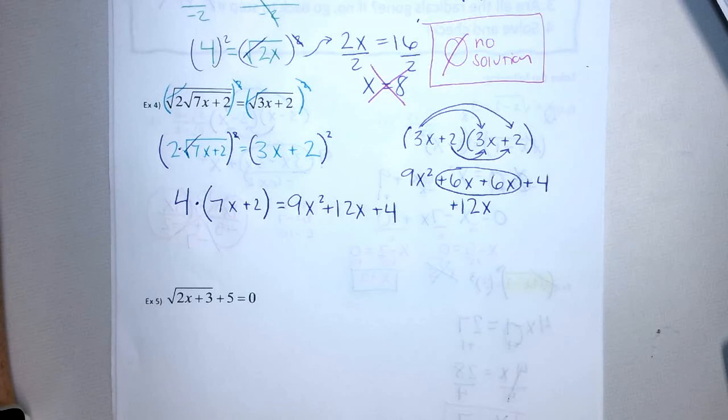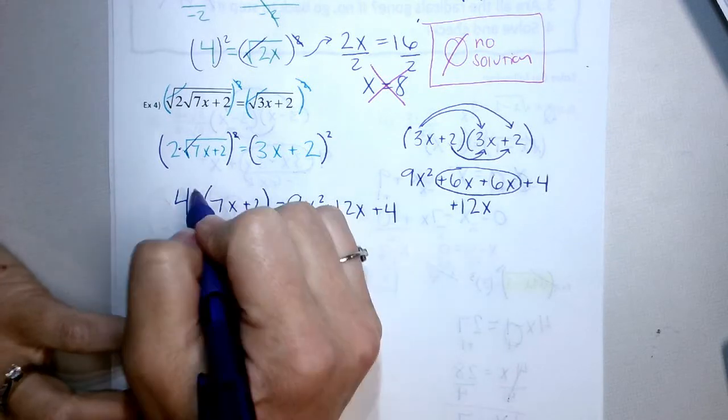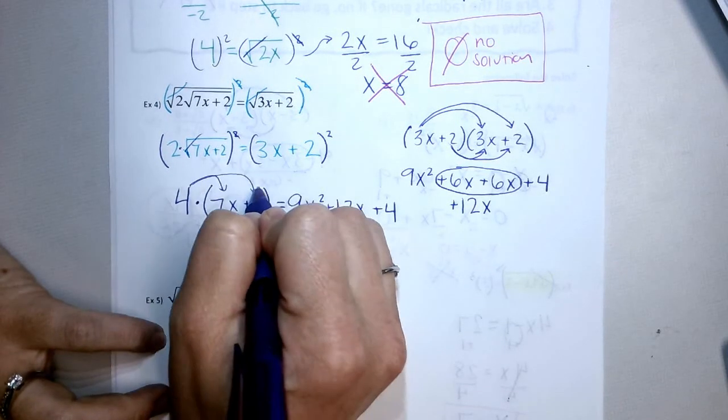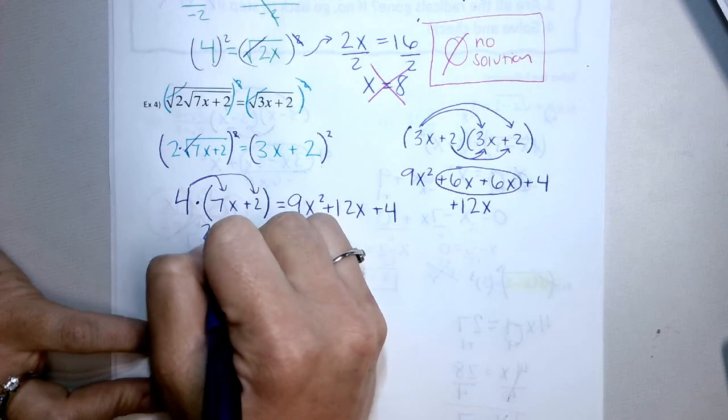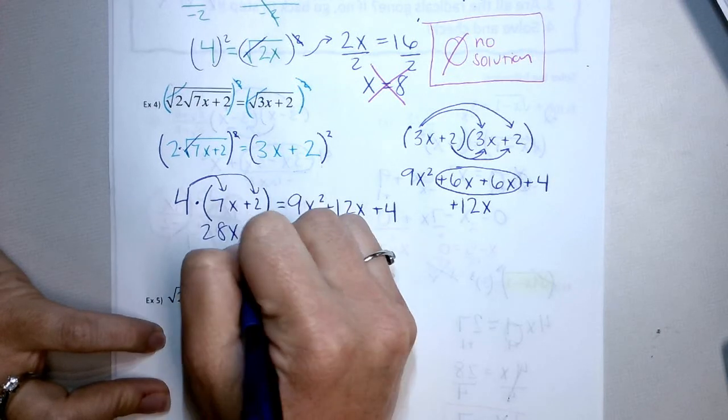Now we divide by 4. I wouldn't. I would just distribute it in. So I get 28x plus 8.